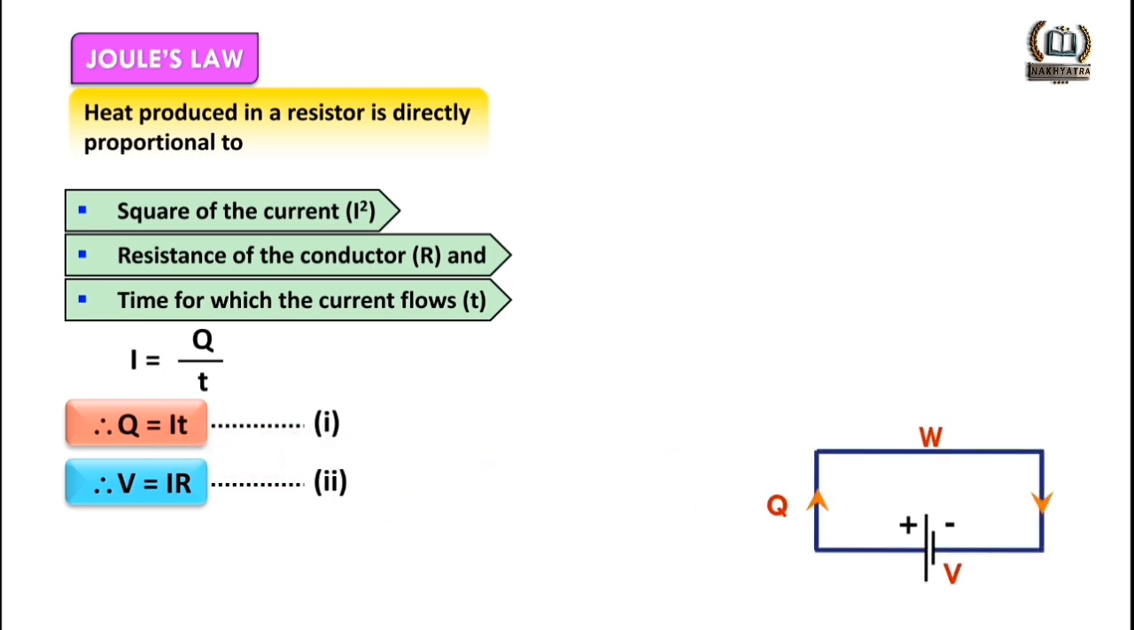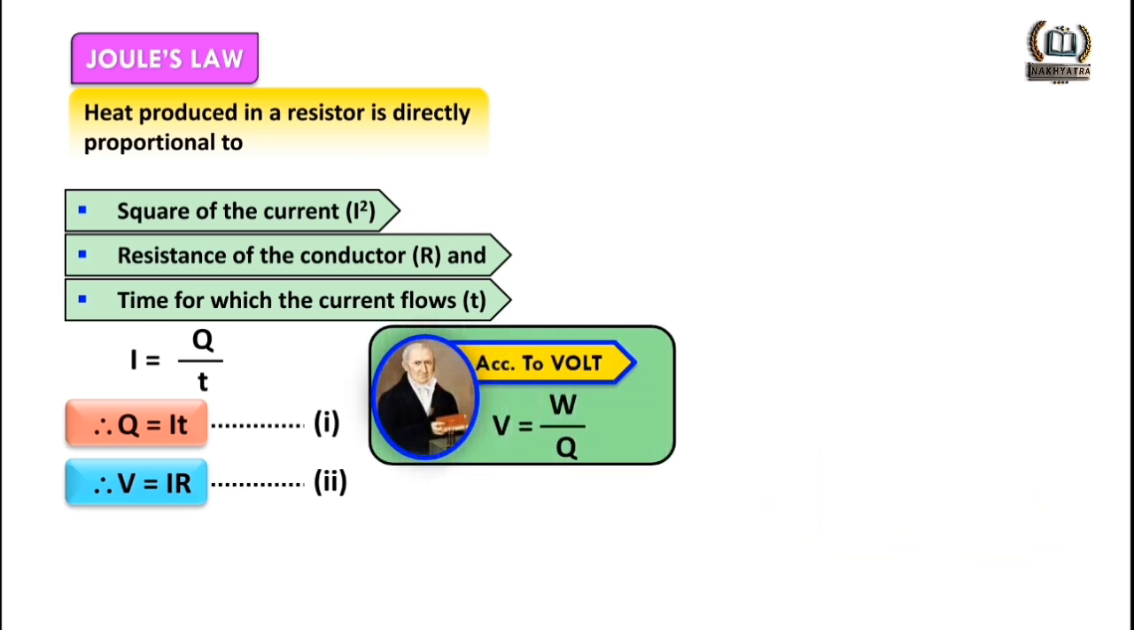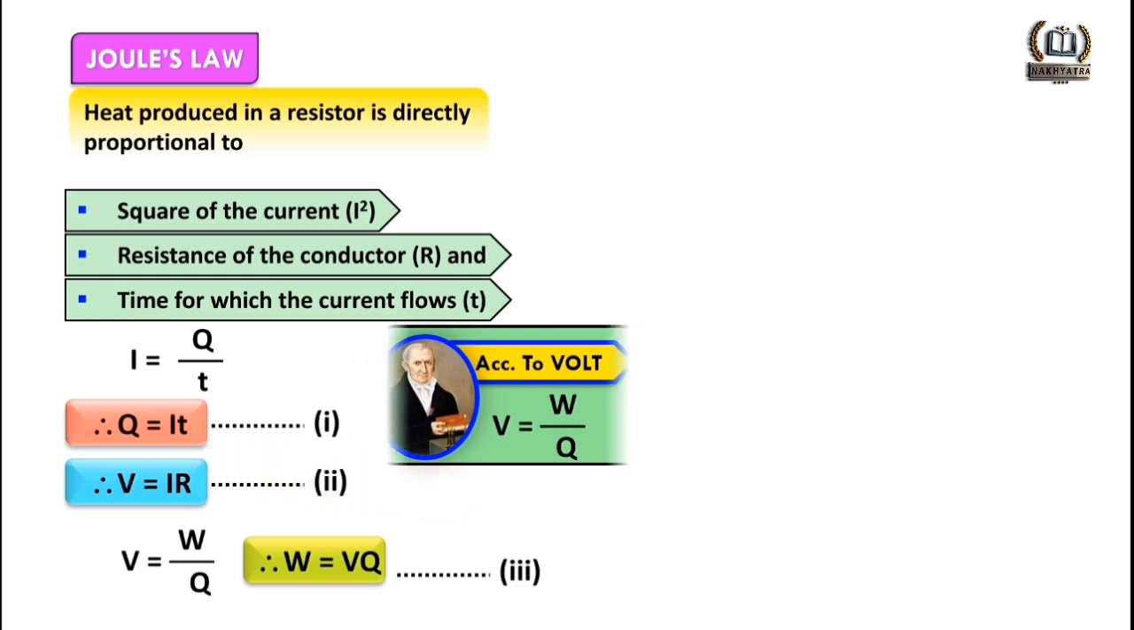Now see here, the work done W in moving the charge Q through a potential difference V is V into Q. According to the definition of volt, we know that V equals W by Q. Therefore, we can write work done equals V into Q. Mark it as equation 3.